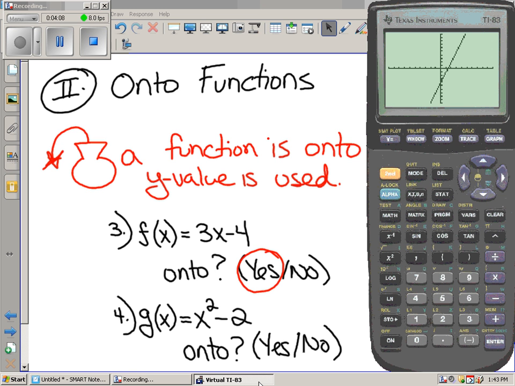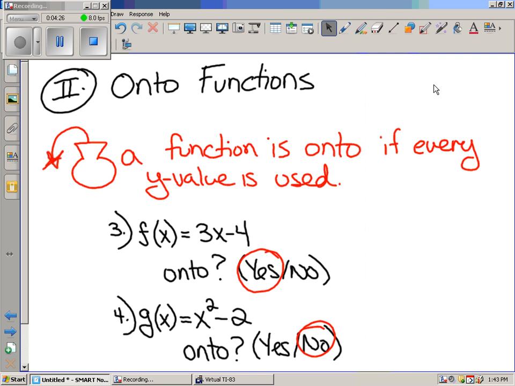Let me give you an example of something that's not an onto function. Take the other equation, plug it in. x squared minus 2. Look, there's a space. You see it? There's a space. Is every y value being used? Not onto.